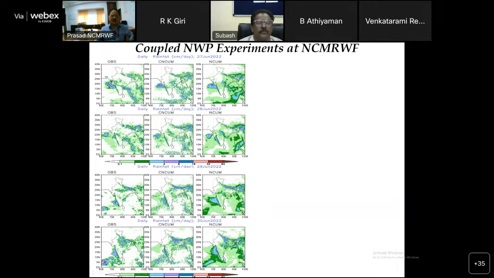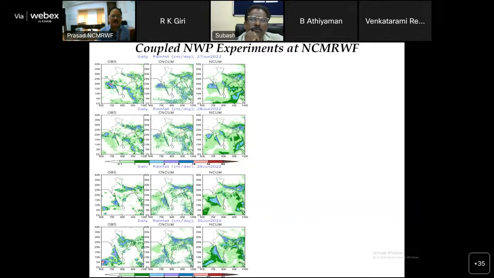This figure shows the comparison between the coupled model forecast from the coupled data assimilation system and the ensemble forecast system. You can see the quality of the coupled system is almost similar, which gives the confidence that we can use the coupled assimilation and coupled model system for the medium range forecast also. And we can see the advantage that the coupled system is resolving the rainfall bands much more clearly than the deterministic ensemble systems.